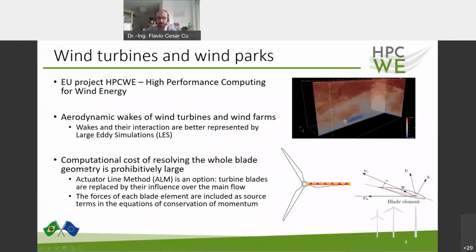However, the computational cost of resolving the whole blade geometry of a wind turbine is prohibitively large. That's why I have used the actuator line method as an option, the same method that Professor Richard Stevens has presented, where the turbine blades are replaced by their influence over the main flow. Instead of solving the full geometry of the blades, we substitute sections of the blade where the forces are applied.